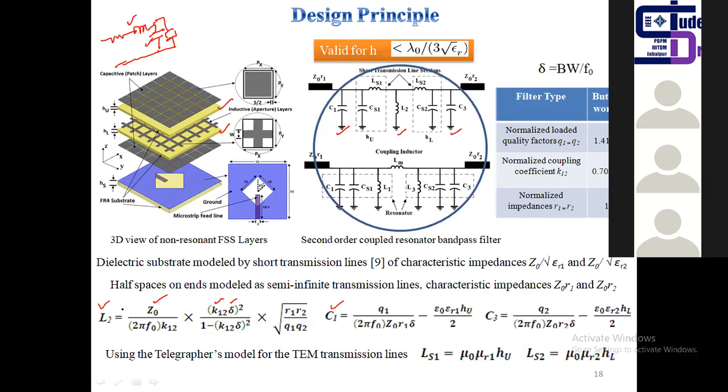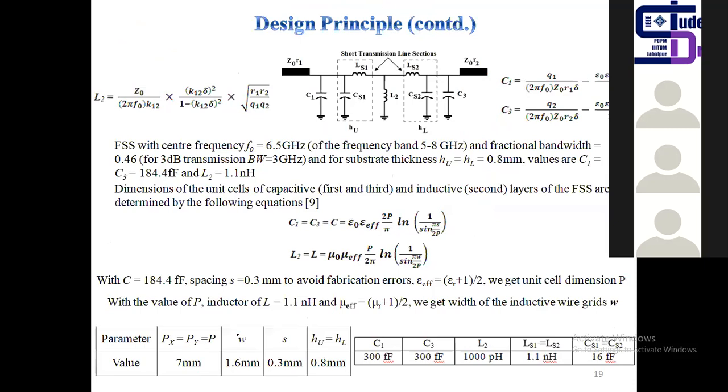From the desired LC values, next, you can determine the periodicity or the dimension of the unit cell. That means what should be the size of the unit cell? What should be the gap between the two unit cells? These things you can determine here. This S is the gap between the two unit cells, and P is the periodicity of the unit cells. So first you know the LC values, then you can determine the unit cell dimensions. With this, we can model the structure and then we can simulate it.